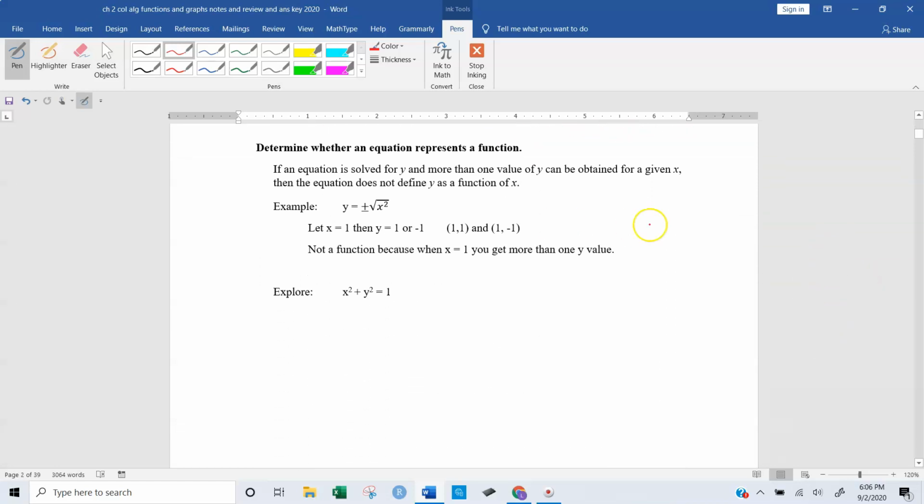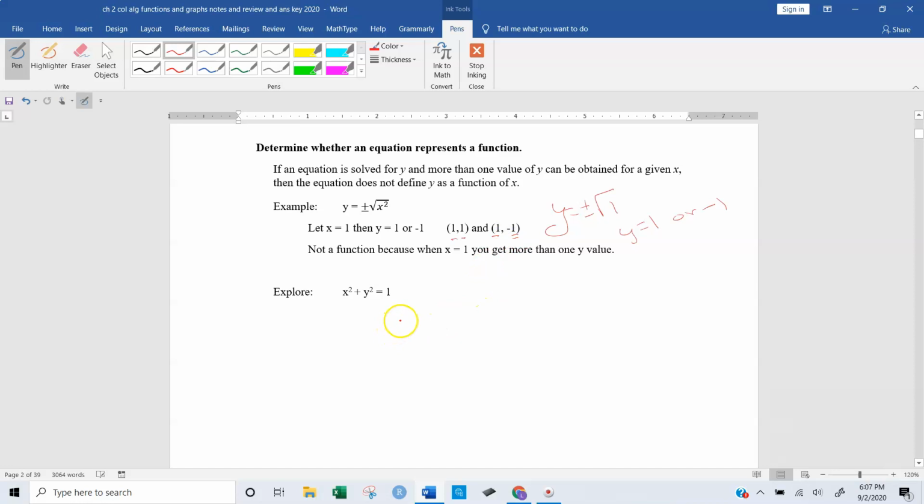All right, determine whether an equation represents a function or not. That means every x I plug in can only give me one y value. So if we plug 1 in here for x, now I've got y equals plus or minus the square root of 1. Well, that would mean y could equal a positive 1, because the square root of 1 is 1, or y could equal a negative 1. So this is not a function because 1 for x maps to 1 and 1 for x maps to negative 1. So the answer is no.